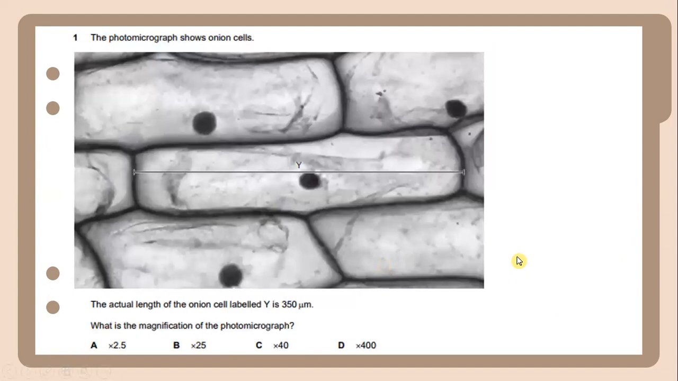Question number 1. The photomicrograph shows onion cells. The actual length of the onion cell labelled Y is 350 µm. What is the magnification of the photomicrograph? The answer will be multiply 400.